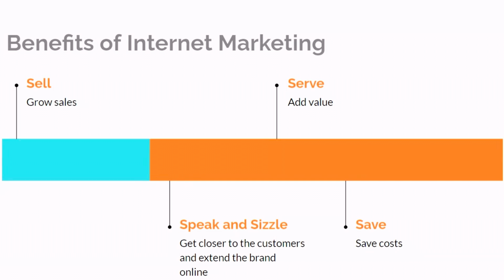Okay, so it also aids to speak and sizzle. Of course, with online presence, the brand, the company is able to get closer to the customers and extend their brands online. Okay, so what are we talking about here? When a company has a strategic online presence, for instance, social media presence, it is able to reach a vast amount of customers, like we said before. They can have one-on-one interaction with these customers, get to understand what they need, and manufacture products and services that are tailored to that specific need.